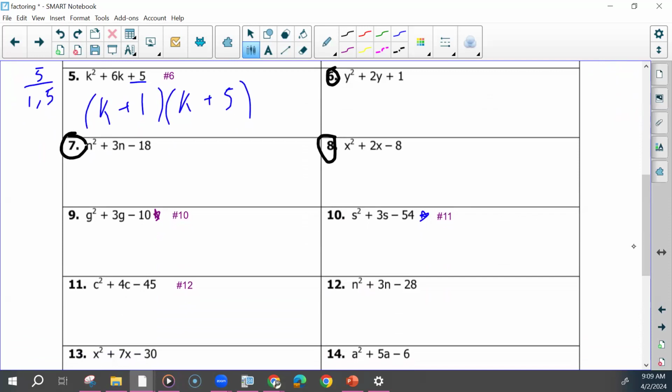In number 7, we now are dealing with a negative. So same as before, think about factors of 18. We'll just think about a positive 18 first. So what would give us a positive 18? 6 times 3. What else? 2 and 9. 1 and 18.